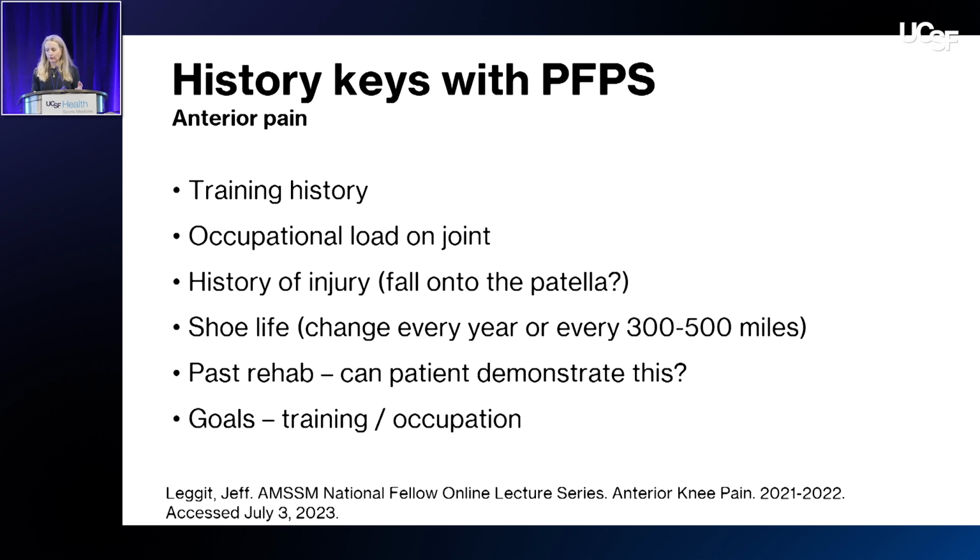What are the history keys? This is anterior knee pain. It might be anterior medial, it might be anterior lateral, but in general, it's the front of the knee that hurts. Important to talk about training history and their occupational load. So this is really an overuse injury. There should be some sort of story that has to do with more load on the joint than usual. Or that maybe they fell. Maybe they fell right onto the patella and have some sort of cartilage injury. That would be more like chondromalacia or cartilage injury of the patellofemoral joint.